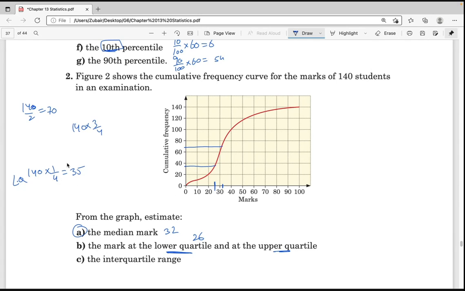So which is 35 into 3, 105. So this is 110 and 105 is somewhere here. And we get 42 or something. Interquartile range is upper quartile, 42, minus 26, lower quartile.